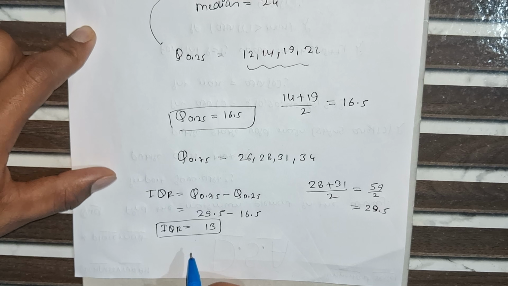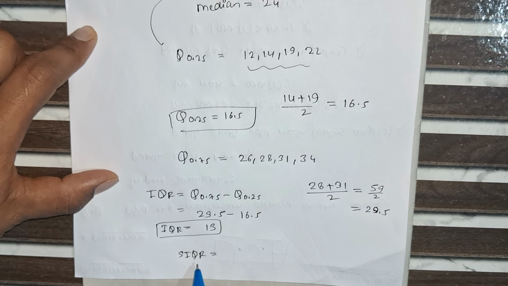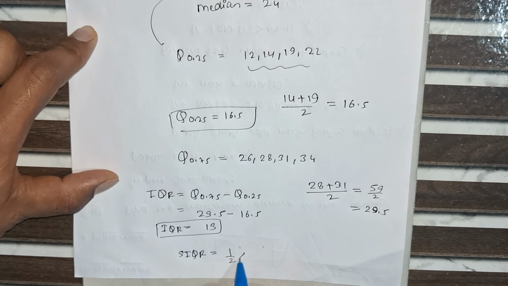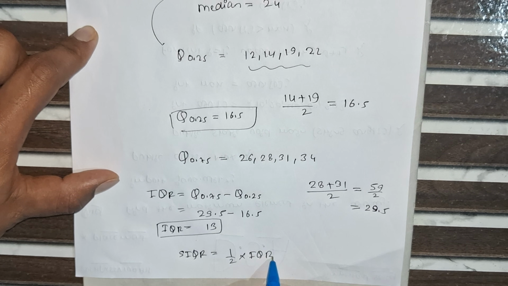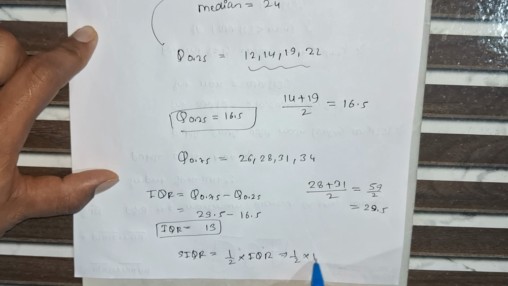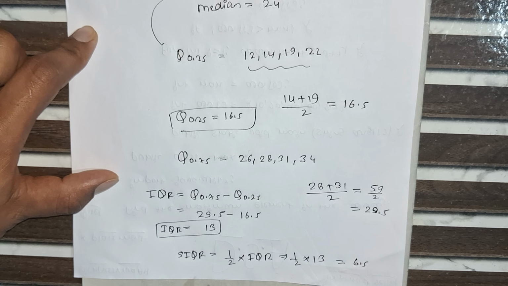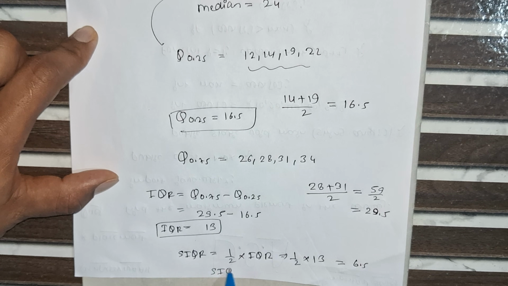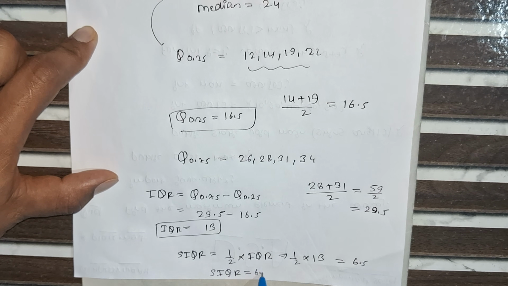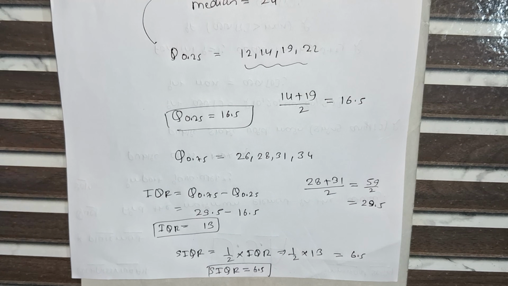And also they can ask about the SIQR, which is nothing but semi-interquartile range. The formula to find this is nothing but half of the interquartile range. So 1 by 2 times the interquartile range, which is 13. When you solve it, it becomes 6.5. So this is the semi-interquartile range, which equals 6.5. So like that you have to solve in the examination to get full marks.